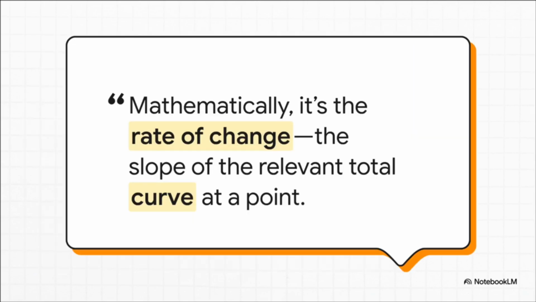And listen, for all of you getting ready to crush those graphs on the exam, here's the secret. Marginal is just code for slope. That's it. So the marginal cost, it's the slope of the total cost curve. The marginal product, you guessed it, it's the slope of the total product curve.